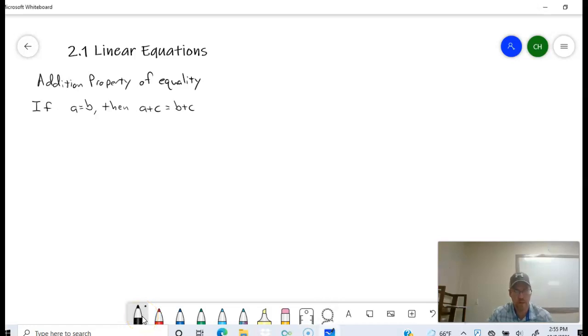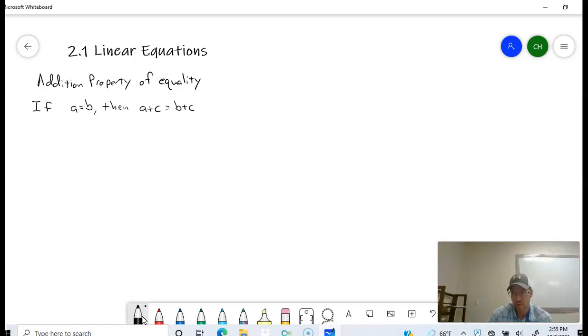All right, we're working on Chapter 2, Section 1, Linear Equations. Couple things we need to know up front. First is the addition property of equality. That tells us that if A is equal to B, then A plus C equals B plus C.